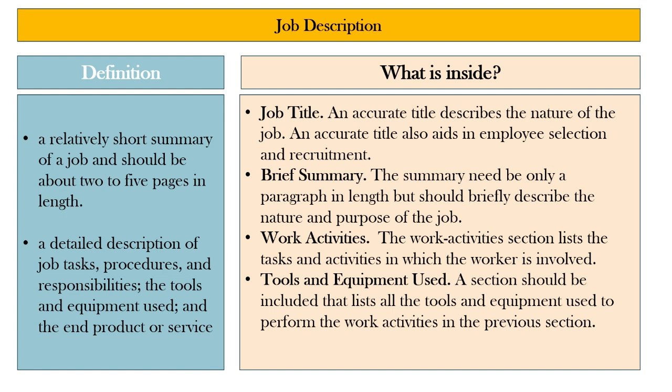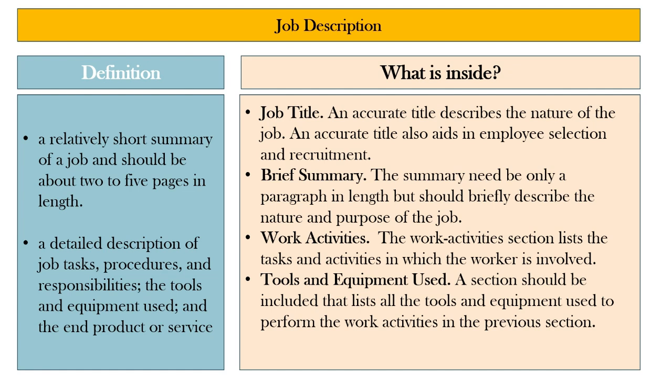It consists of the job title. An accurate title describes the nature of the job, and an accurate title also aids in employee selection and recruitment. Job title, for example, my job in DOH right now is Program Development Management Officer 2. That is the job title.